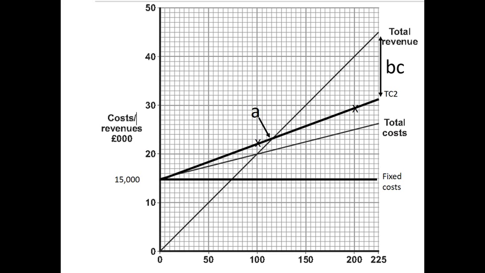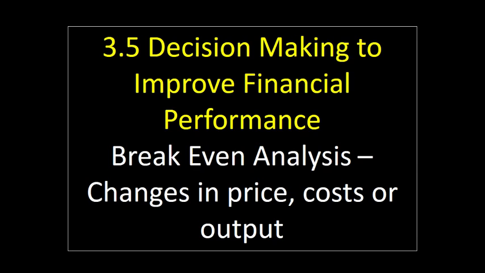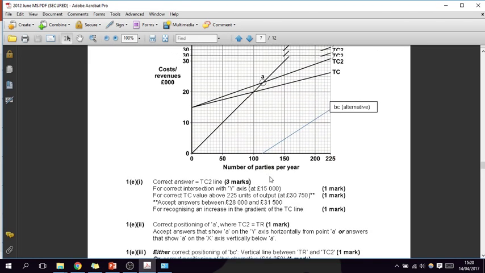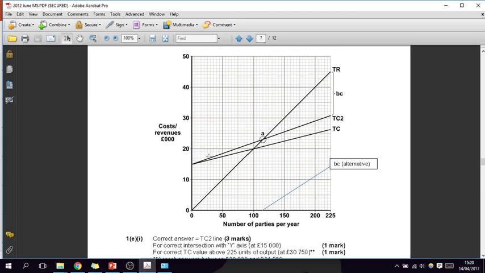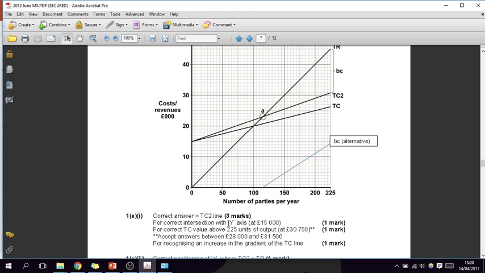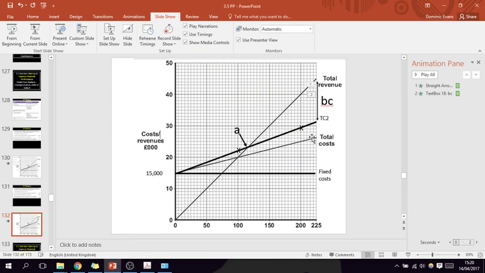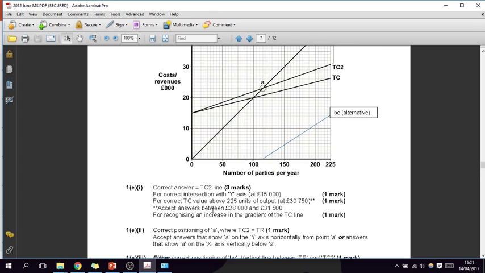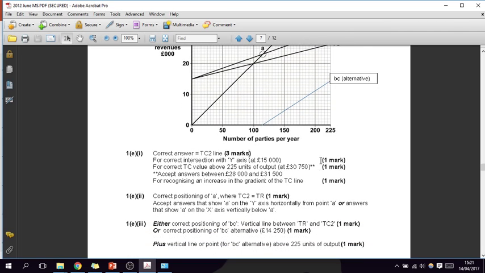And that's that done. So let's just have a quick look at the mark scheme. Here's the mark scheme for that one. So you can see that I've done a reasonable job. That's about right. Total cost line should finish up around 37,500. Yeah, so mine's just about there. Certainly within the tolerance, between 28,000 and 31,500. You can see that I should have picked up these marks.